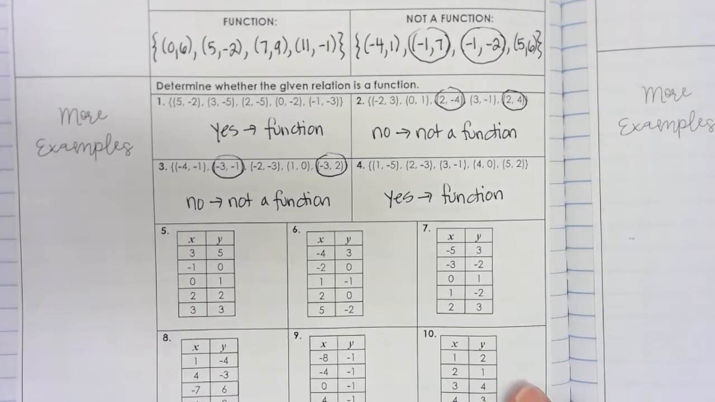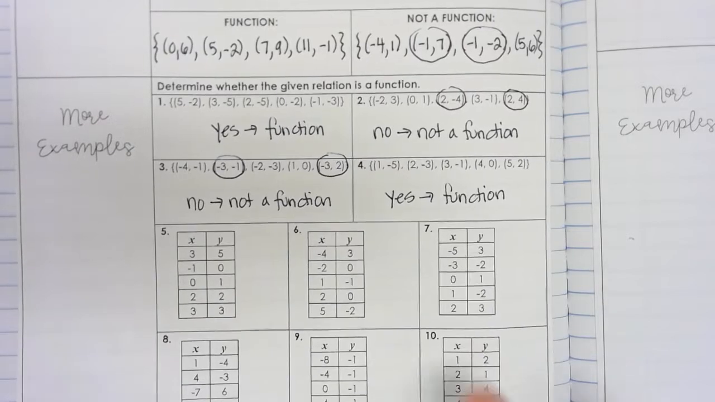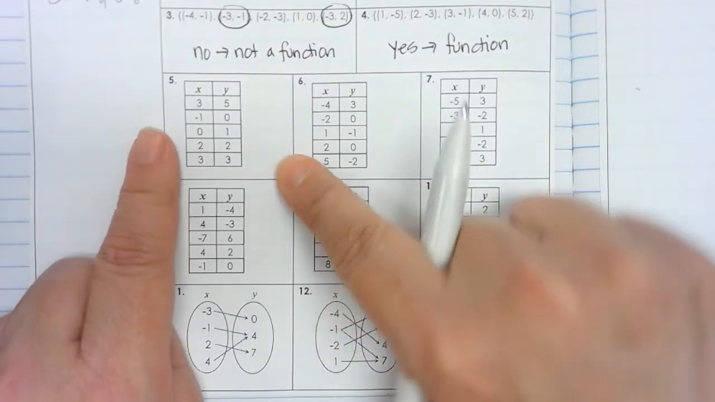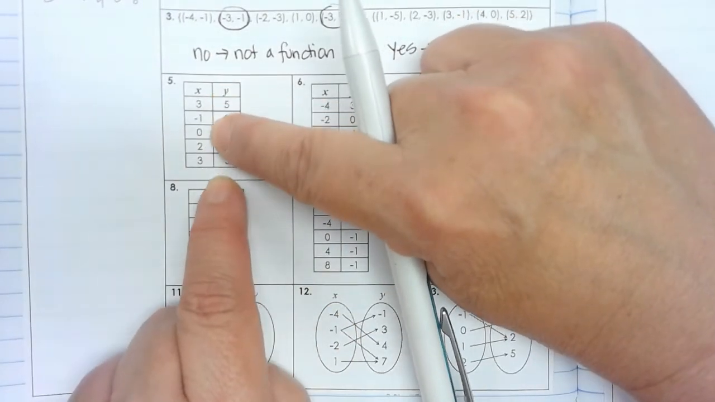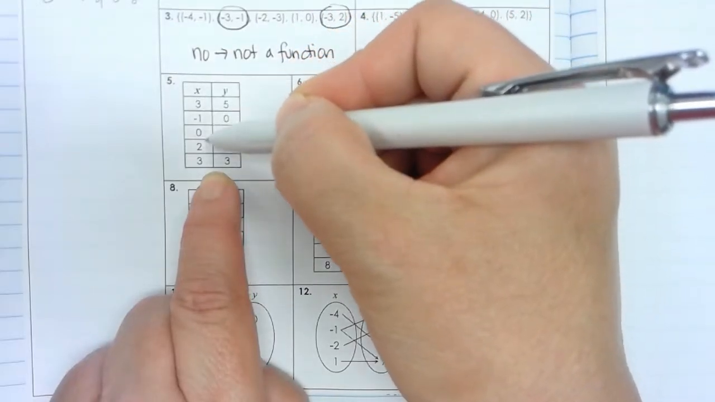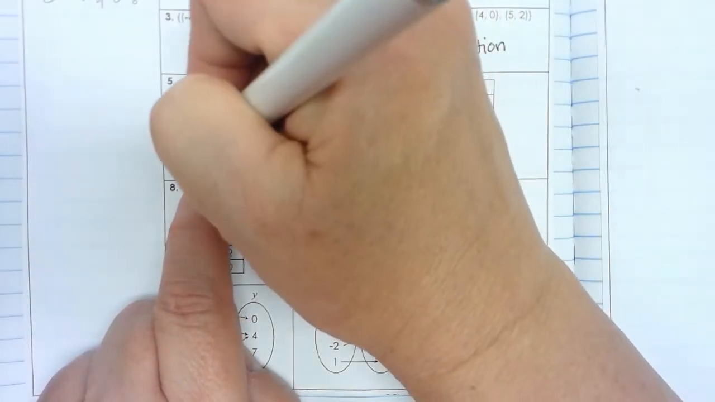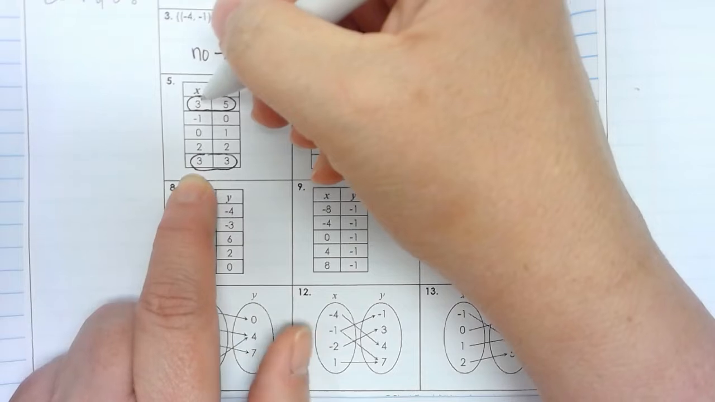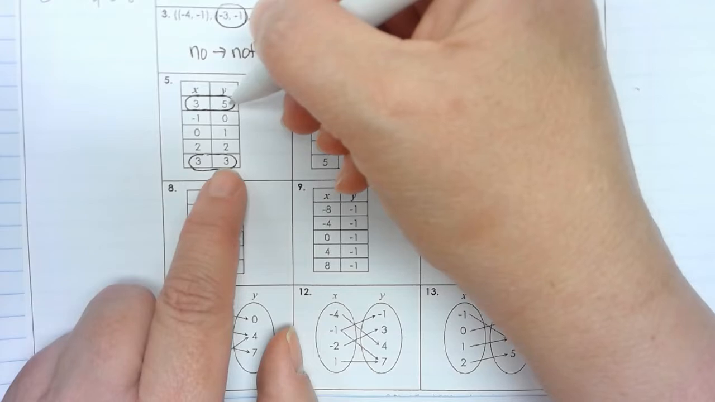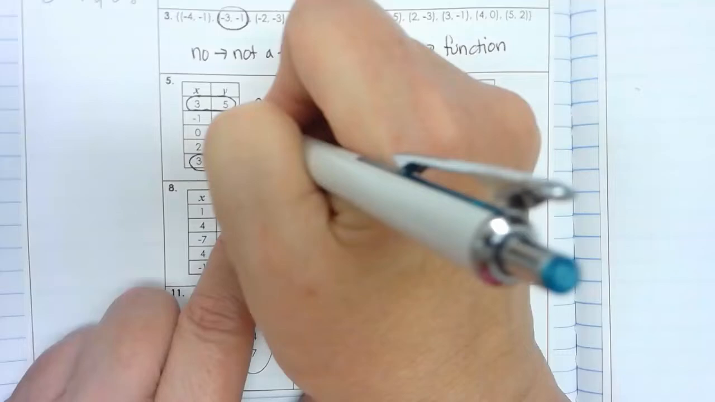Okay, hopefully that made it a little bit easier to see what I'm talking about. And we're going to do the same thing with the rest of the page. Remember, this is the same information, just in different forms. So now, with the table, I'm going to do the same thing. I'm going to check my x values and see if any repeat. I have 3, -1, 0, 2, and 3. So I do have a repeat right here, because they both have 3 in the x column. When I look at the y's, these are 2 different numbers. So is that a yes or a no? That is a no, not a function.